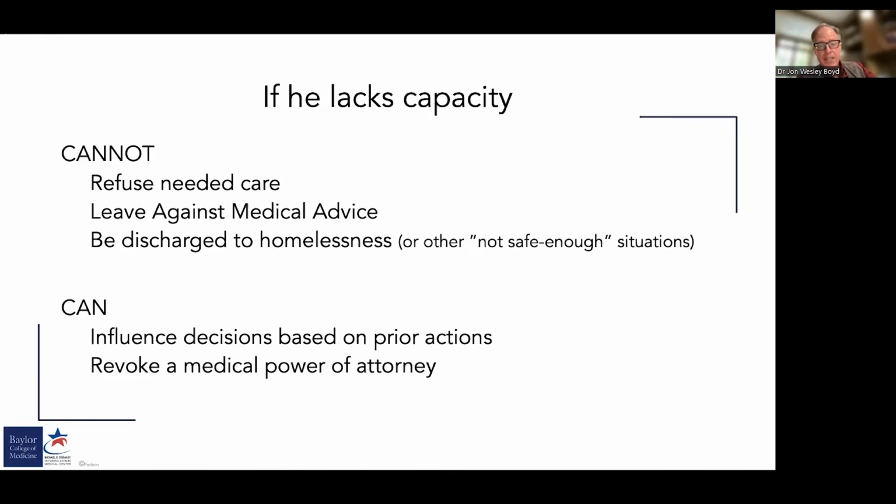But before they leave AMA, guess what? Someone like me needs to go in as a psychiatrist, or the medical team needs to assess, is this person able to make the call to leave against advice and refuse care? They can if they got capacity. But if they lack capacity, they can't leave against medical advice. They also cannot be discharged to homelessness or any other not safe enough situation. Someone with capacity, even if they're homeless, can say, I want to leave this hospital. I want to go back and live under the bridge where I was living before. And if they've got capacity, as painful as that might be as a human being, ethically, we need to respect their right to make that call.